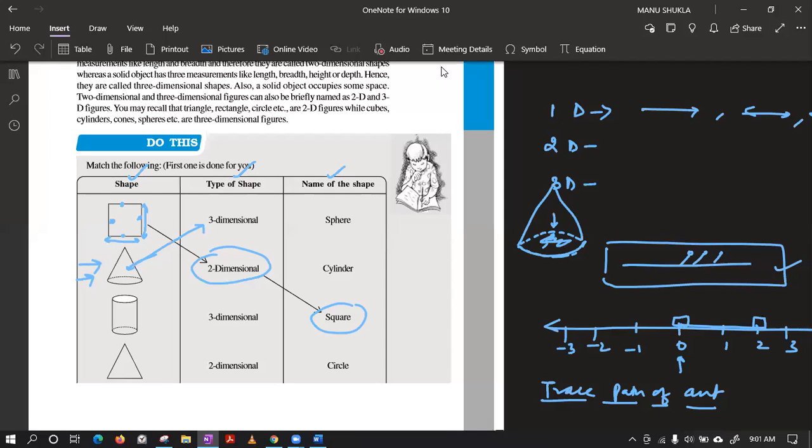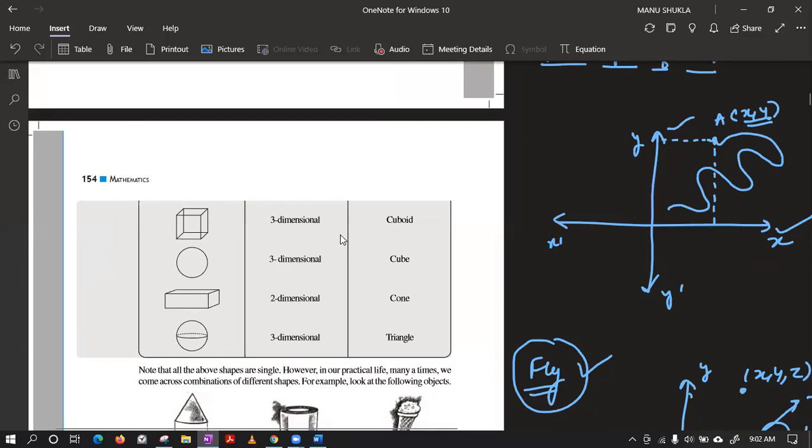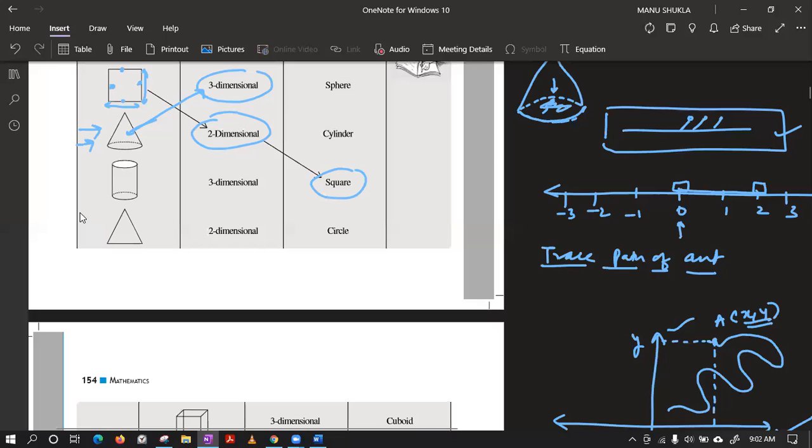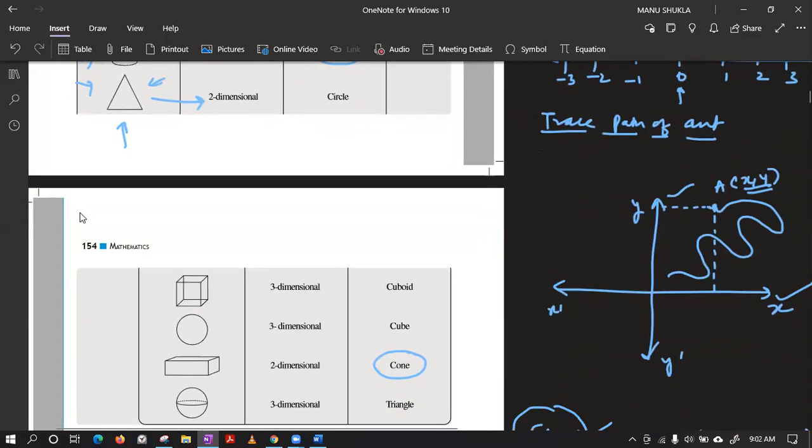So you can say the name is cone. So cone is here, you can match it like this. Then we have this one. Again, you can observe it is not a 2D figure. It is also a 3D figure, which is your cylinder. This one, you can see, only has three lines on a simple plane. This is a 2D figure and the name is triangle.